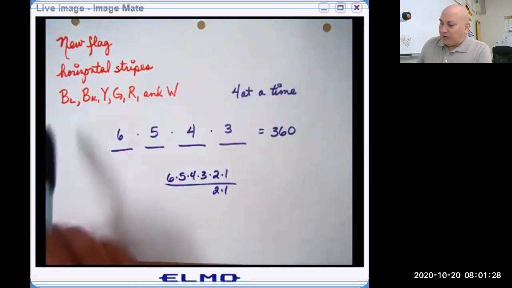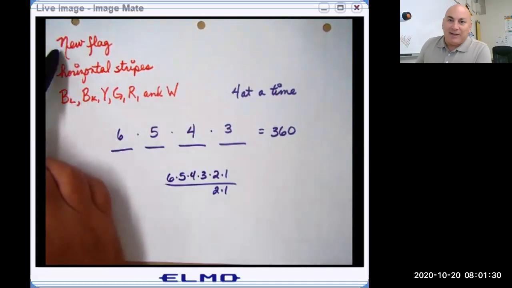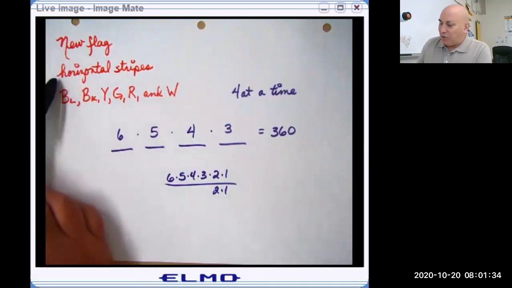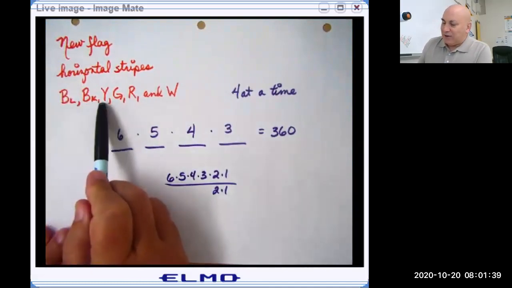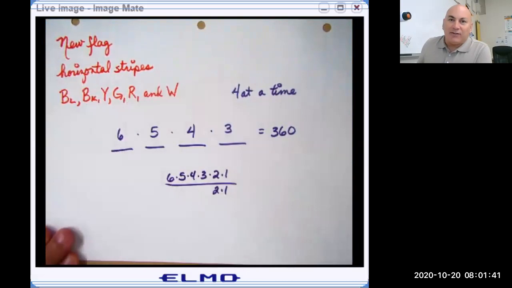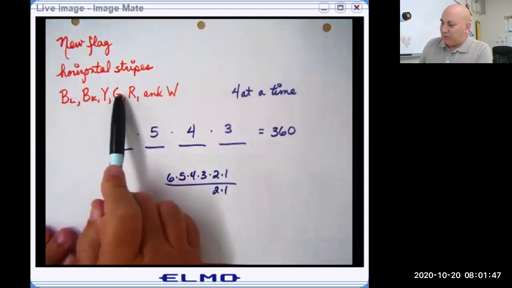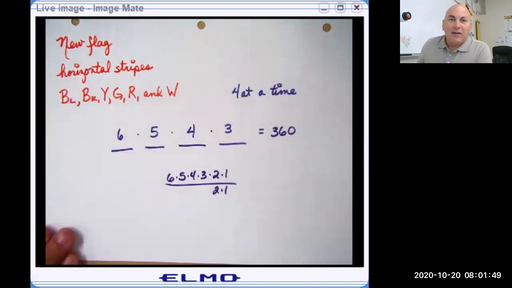Now, let's say some organization needs a new flag. Maybe there's a new country in the world, new state, whatever. And we just want horizontal stripes. And we've got blue, black, yellow, green, red, and white to choose from. And we're going to pick 4 stripes out of 1, 2, 3, 4, 5, 6. How many different flags are there?